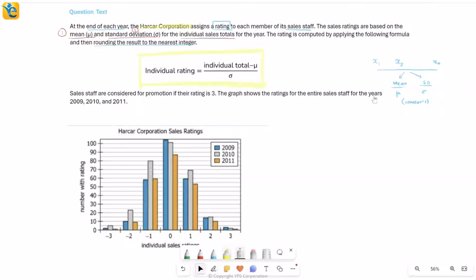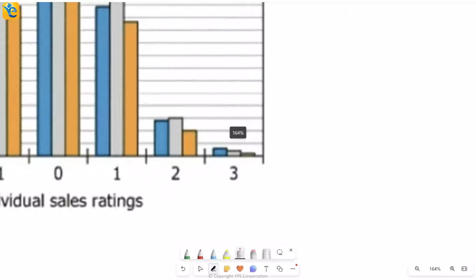Then it tells you one more piece of information, that there's a situation in which you consider staff for promotion. It happens if their rating is 3. So if I see that here on my graph, rating of 3 is here at the end. So it's very few employees who will get that. But all of these here were eligible for promotion.